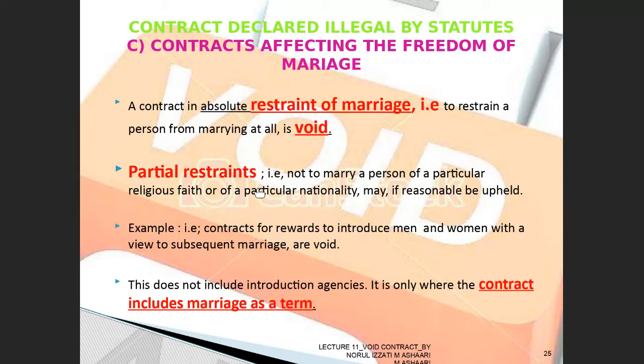That is considered as not reasonable, and it is contrary to the law that is available. This does not include an introduction agency, but an introduction agency is something else. It is only where the contract includes marriage as a term. Okay, look at this example. Contracts for a reward to introduce men and women with a view to subsequent marriage are void. But this scenario does not include the agency, because the agency has the permission or obligation to carry out certain activity that is allowed by the law, but not to restrain this particular marriage.